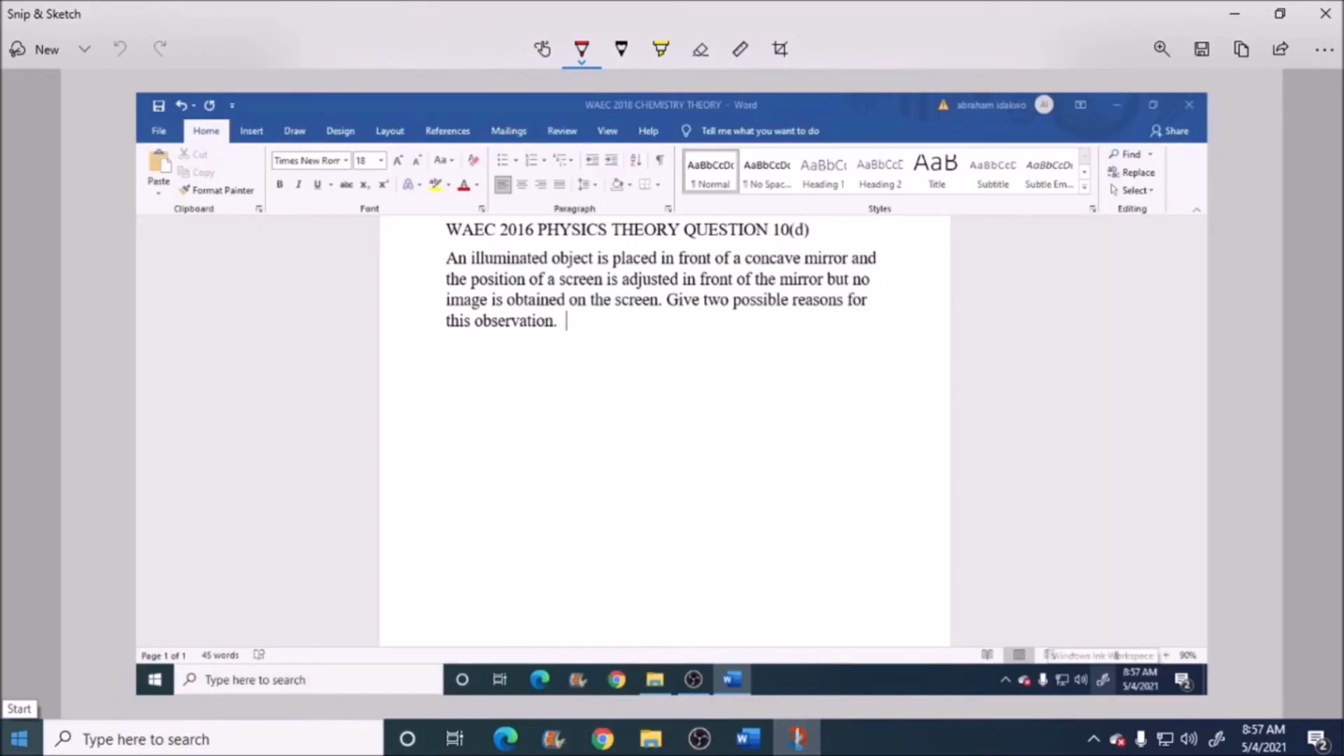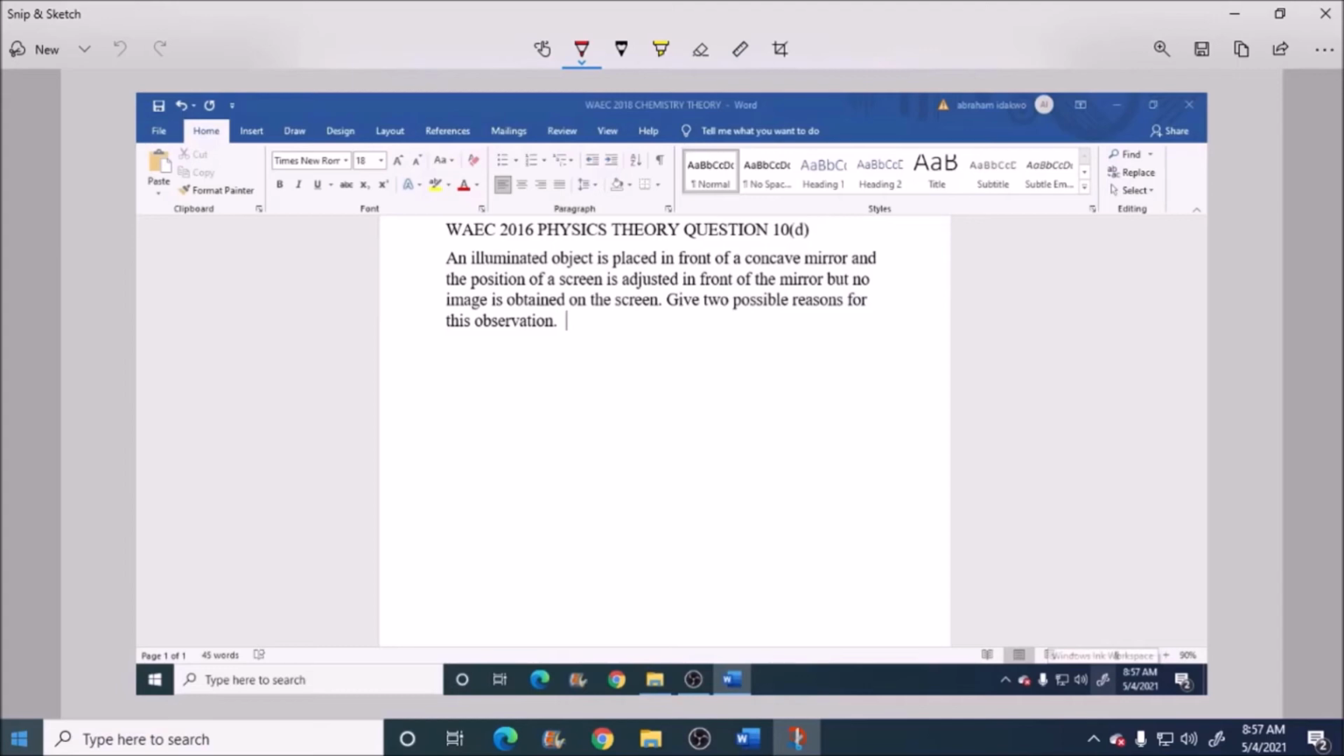Hello and welcome. Today I will be answering WAEC 2016 Physics Theory question number 10D. An illuminated object is placed in front of a concave mirror and the position of a screen is adjusted in front of the mirror, but no image is formed on the screen. Give two possible reasons for this observation.